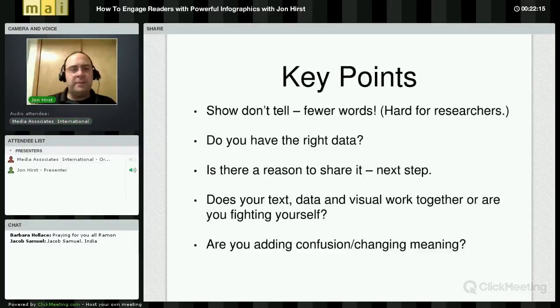Thirdly, is there a reason to share it? What's the next step? As you'll see in some of the examples we're going to use in our second side of our presentation, having a place for action points is critical. You need to give the reader of the infographic something to do next.